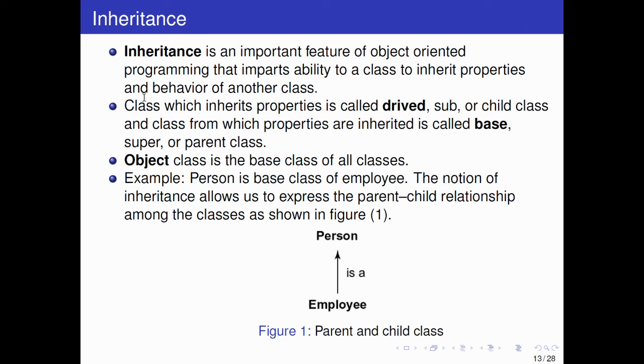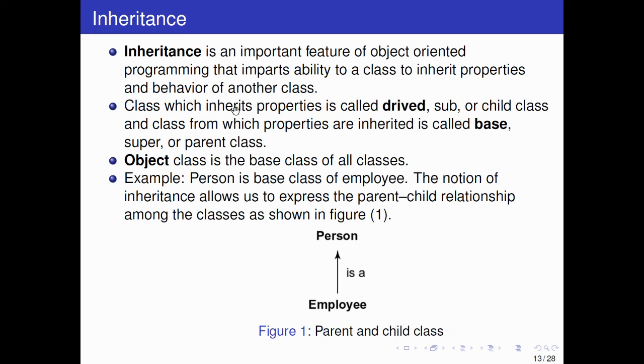Now it is inheritance. So what is inheritance? The definition: inheritance is an important feature of object-oriented programming that imparts the ability of a class to inherit properties and behavior of another class. That is also related. So in inheritance, we impart the ability to a class to inherit properties and behavior of the other class. So you can do that.